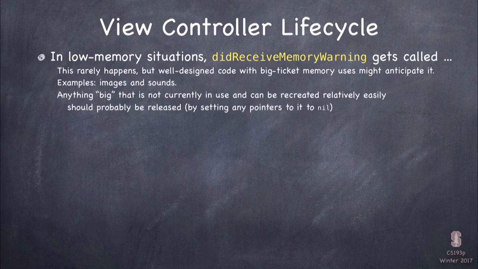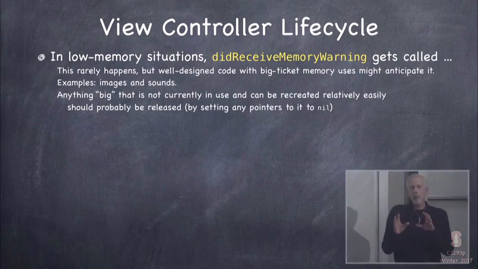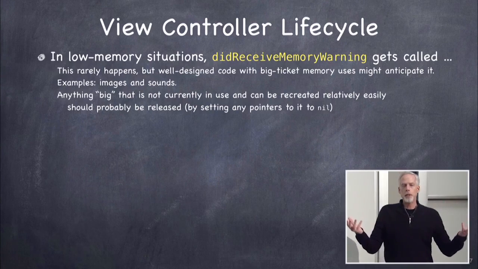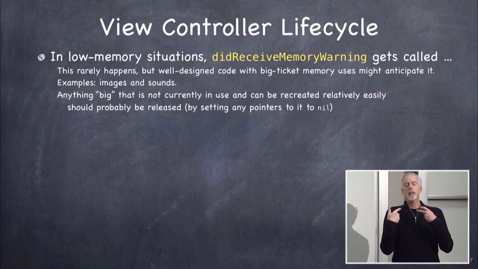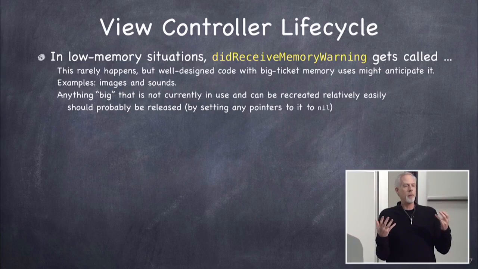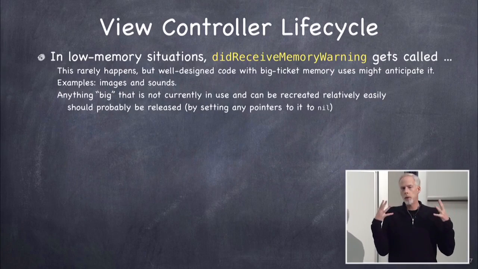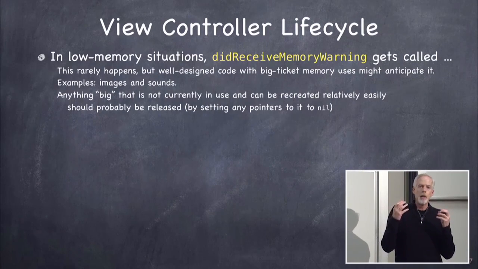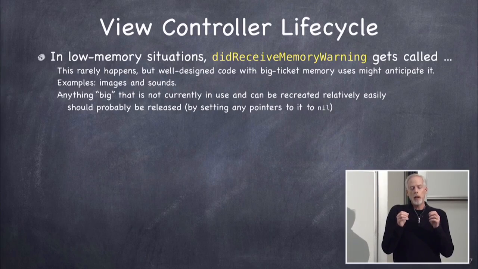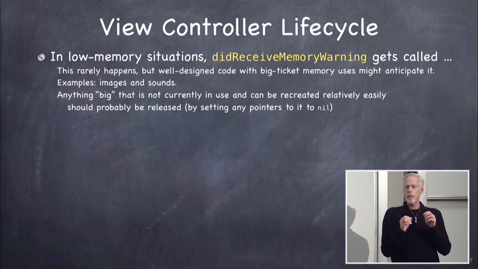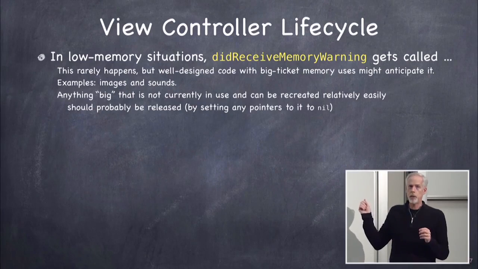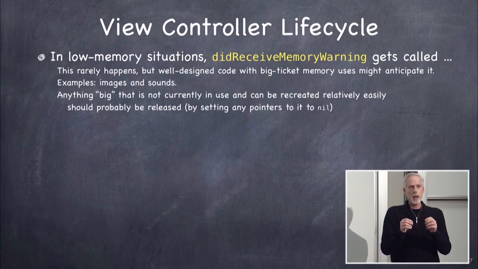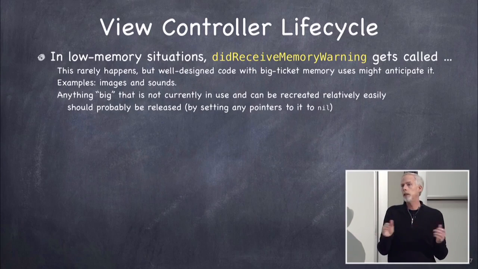Okay, low memory. Did receive memory warning would be sent to your view controller when the system's low on memory and is trying to get some back. This almost never happens. I can't even remember the last time this happened because the device has so much memory these days. Usually if this happens, though, you want to pay attention because you're using a lot of memory. If the system is sending this to you, either you or some other app is using a lot of memory. By the way, if you're an app that uses a lot of memory and you don't keep it under control, the system has the right to just kill your app.